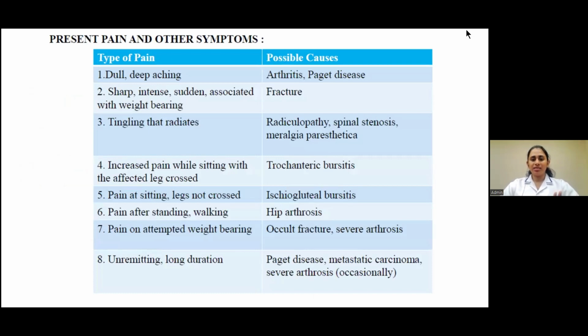So again, this is quite an overview or maybe a summarized point that you can get of different types of pain and which can be the possible causes. So dull and deep aching pain can be arthritis, though hip osteoarthritis is considerably less common than we would talk about the knee osteoarthritis, but there is still a possibility of hip osteoarthritis, which can give you a dull or deep aching pain. Then there is Paget's disease.